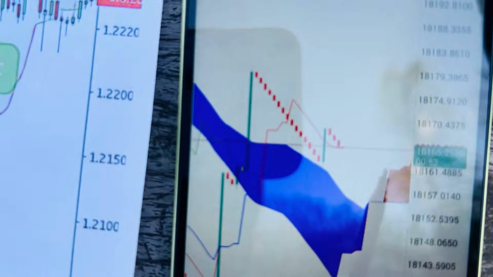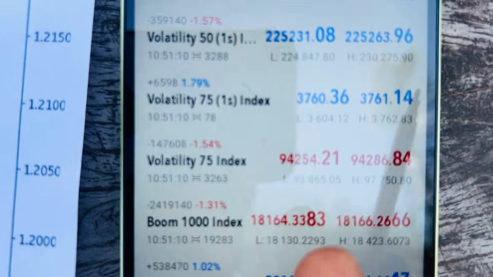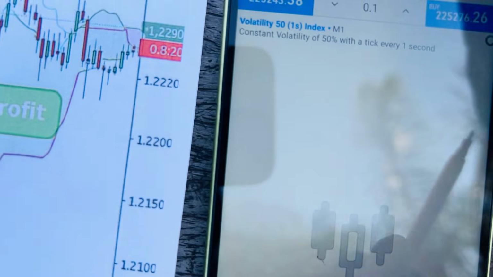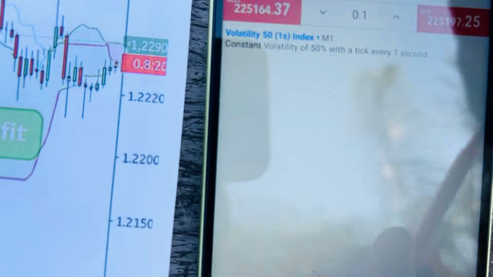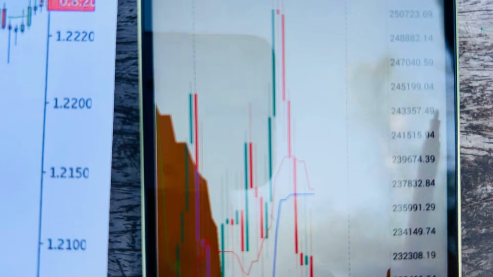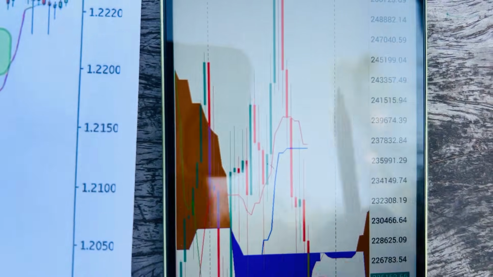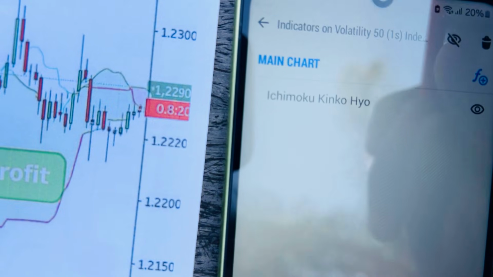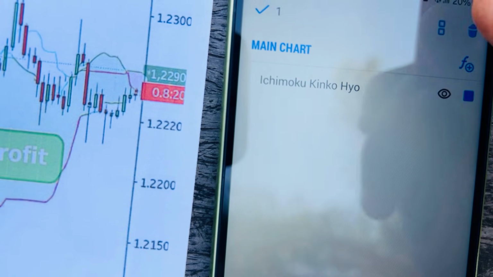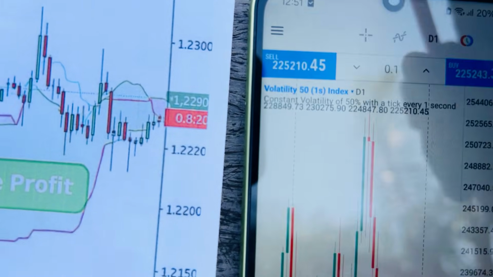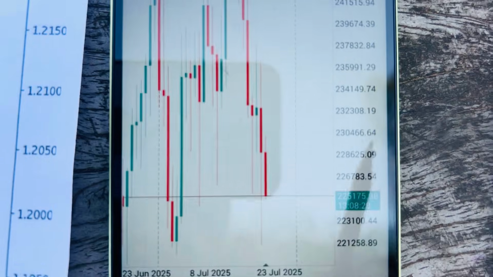So now let's look for another example using the volatility 51s. Let's check a higher time frame, go to daily time frame. For me, I like to actually delete the indicator before I mark a structure, and then I put it back on. I can just do like this and go back. All right, just like that.